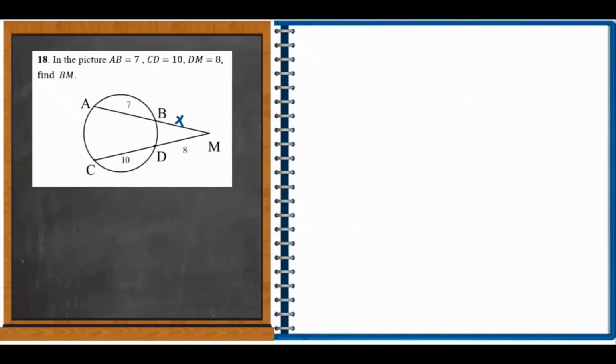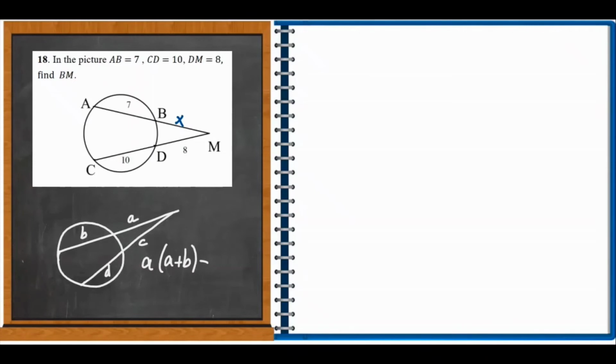Number 18. In number 18, we see a circle and 2 secant lines. Whenever we see a circle and 2 secant lines, we must remember the formula of 2 secants. Now, let's say we have 2 secants, and the outside part of the first is A, and it's B, C, and D. The formula is A multiplied by A plus B is equal to C multiplied by C plus D. Now, let's use this formula. Here we have AB 7, BM is the question, DM is 8, CD is 10. So we are going to write x times x plus 7 is equal to 8 times 8 plus 10.